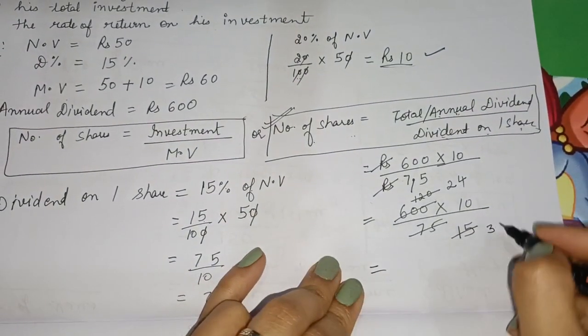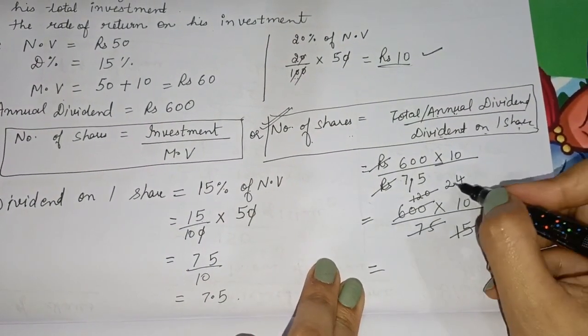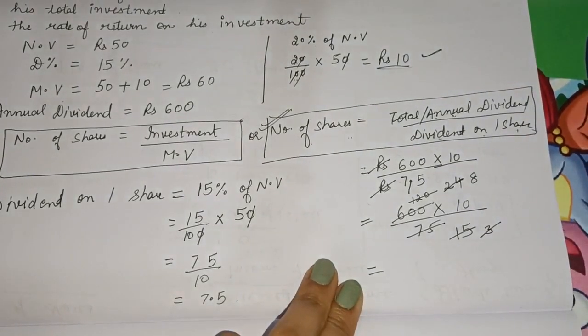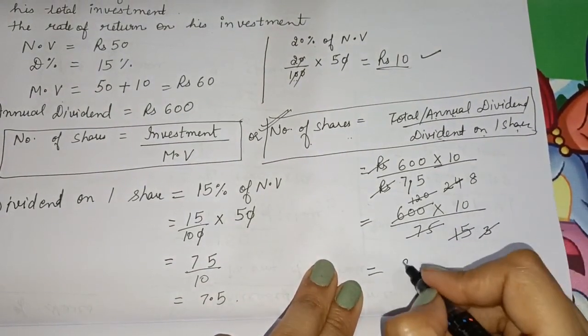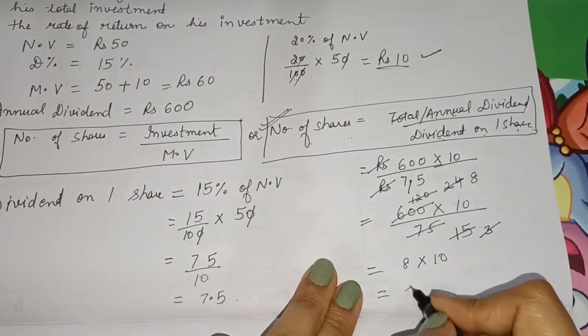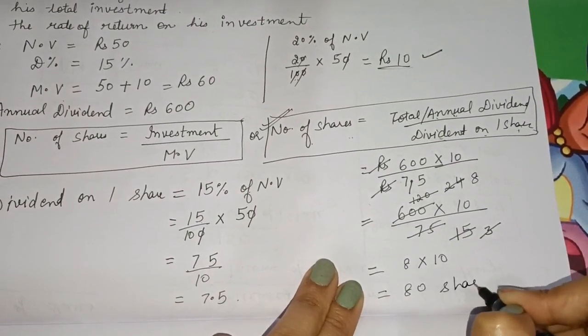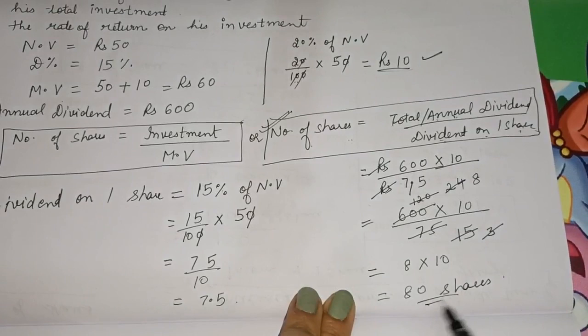I'll just rewrite. This one will do. 3 into 1, 3 into 8 is 24. So 8 into 10. 8 into 10 is equal to 80. So number of shares is equal to 80.